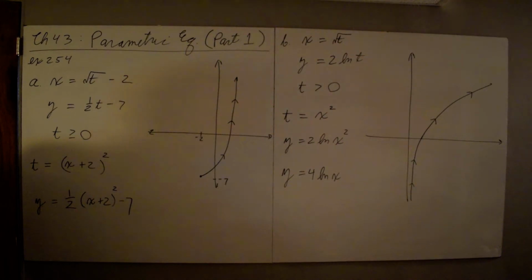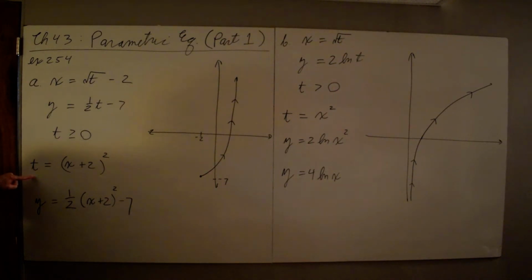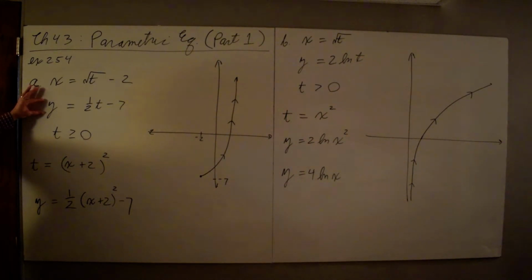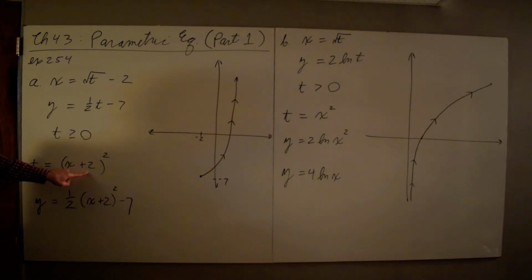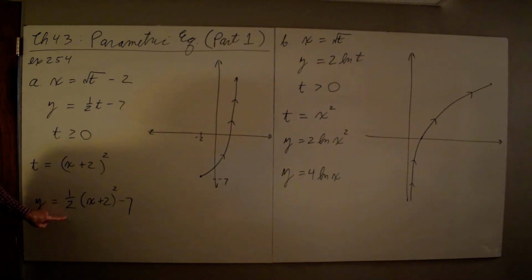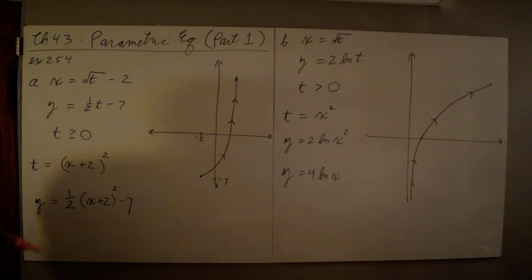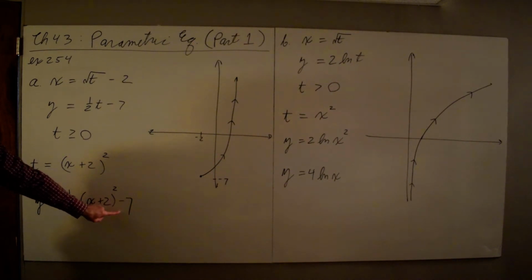So the first thing we do with this one is we solve for t in terms of x. And so t is x plus 2 quantity squared. And then we take this equation, y is 1/2 t minus 7, and we substitute the quantity x plus 2 squared in for t. And so y is 1/2 the quantity x plus 2 squared minus 7. And this is a parabola with vertex -2, -7.